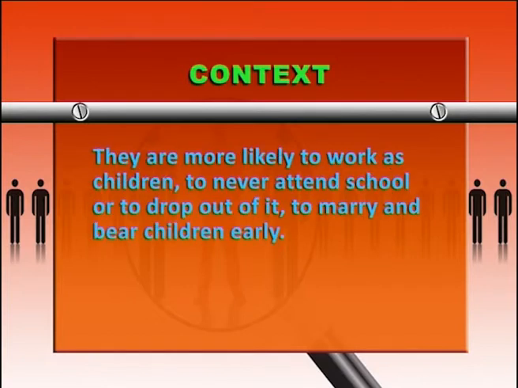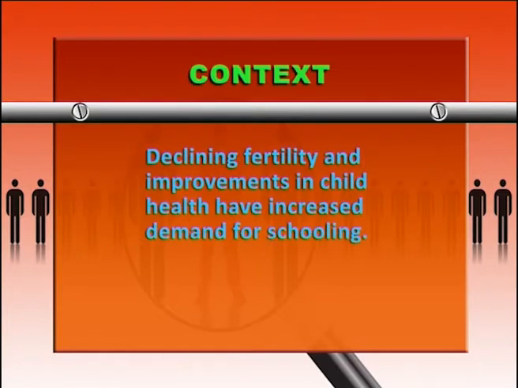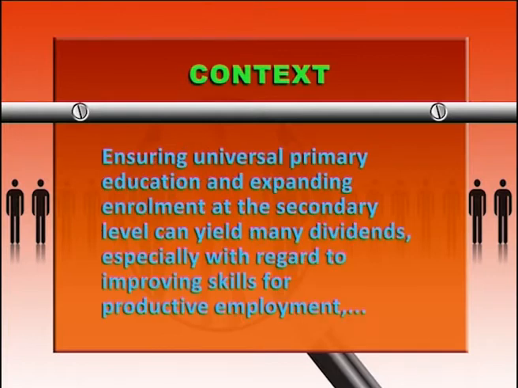They are more likely to work as children, to never attend school or to drop out of it, to marry and bear children early. To reduce disparities among young people, it is urgent to focus on services that can make major differences in their lives. Declining fertility and improvements in child health have increased demand for schooling.